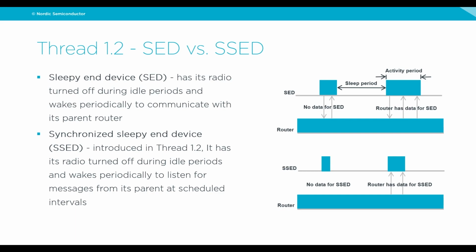Thread 1.2 specification brings a few low-power improvements. A major one is the introduction of a new device type called synchronized sleepy end device, which is based on the coordinated sampled listening mechanism. A sleepy end device, which is the default device type used for battery-powered Thread devices, has its radio turned off during idle periods and wakes periodically to communicate with its parent router.